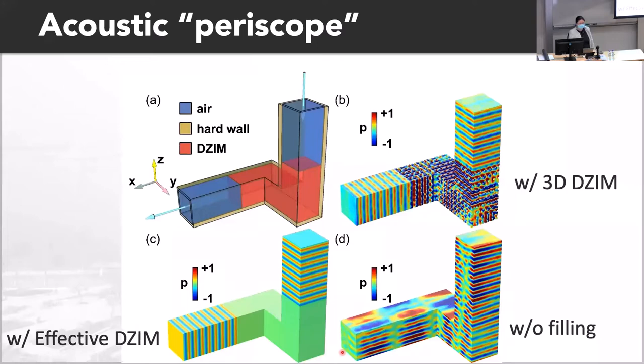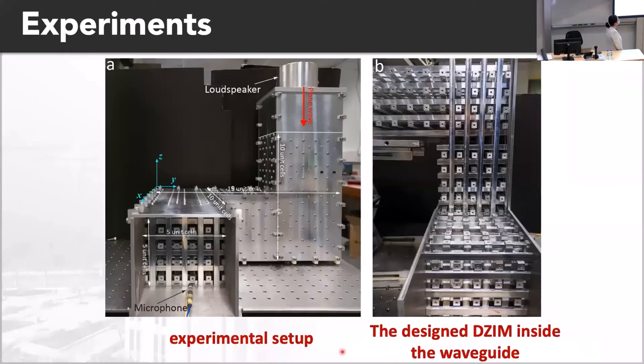Okay, and Professor Ma did the experiments. And this is a picture of the sample. You can see there is a waveguide, and these are the alumina rods. And this is inside, with the cover of the waveguide removed, and you can see these are the samples. They have a setup almost the same as the one in the numerical simulation. So this is a loudspeaker, this is the impinging incident wave, and these are the detectors.